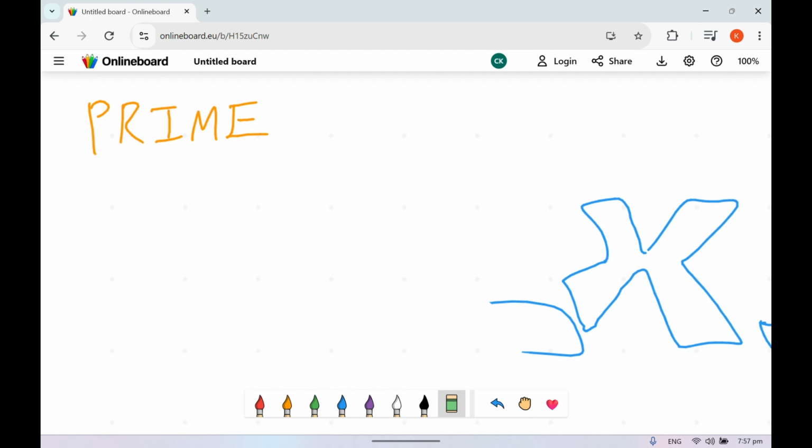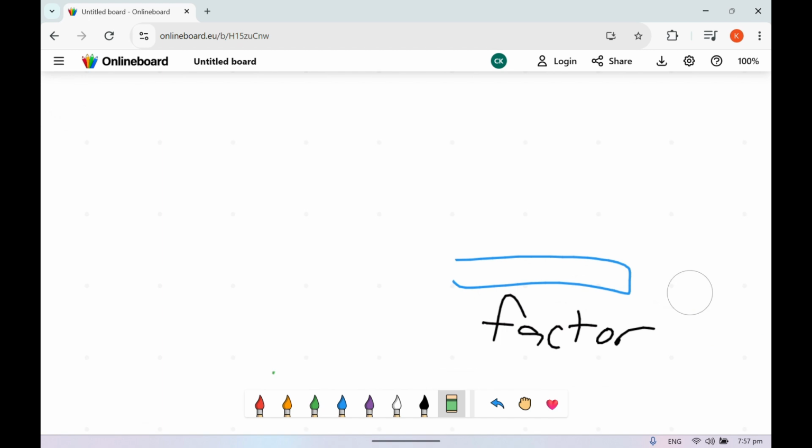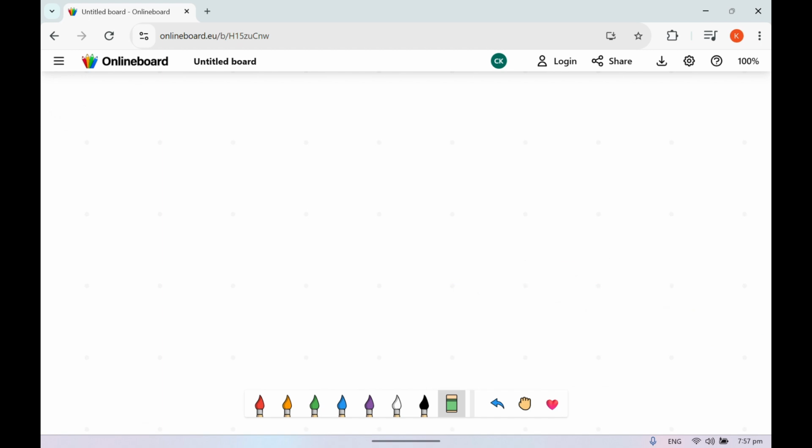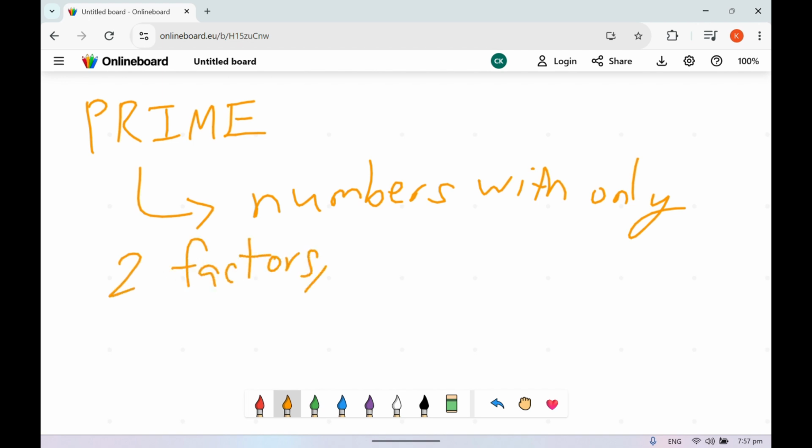Okay. Prime numbers, simply put, are just numbers with only 2 factors: 1 and itself. That's the definition of a prime number.